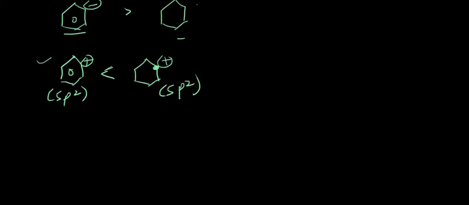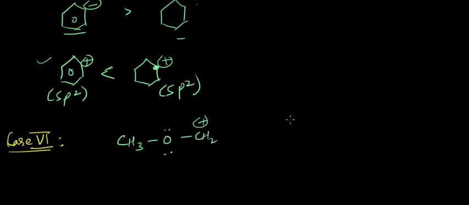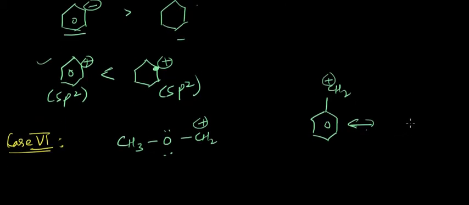Okay, now let's quickly look at case number 6. Now here we have some structure like this, and we have to compare the stability between this and this. So how do we actually compare? For this structure, if you draw the resonating structures, we will have something like this, and this can actually go into its resonating structure like something like this. Okay, and this can actually go into resonating structures like this.